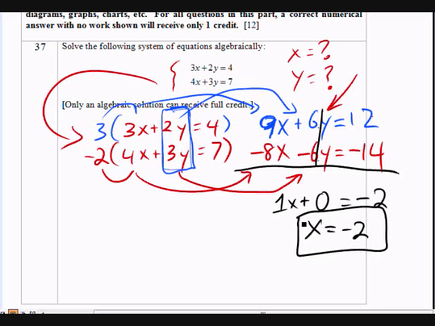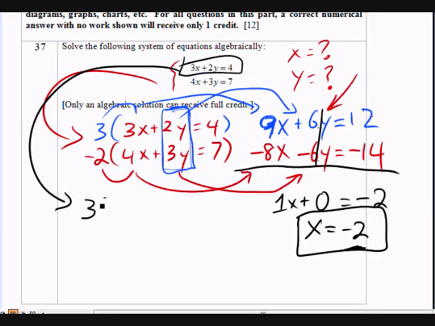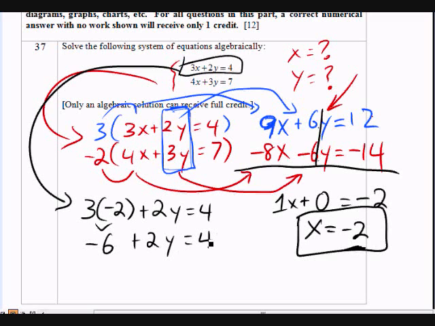We need to find y. How do we find y? We want to substitute negative 2 for x in one of the equations. It doesn't matter which one. Let's just choose the first one, the top one. Bring it down. It's 3x, but instead of x, we'll plug in negative 2 now, plus 2y equals 4. And 3 times negative 2 is negative 6, plus 2y equals 4.